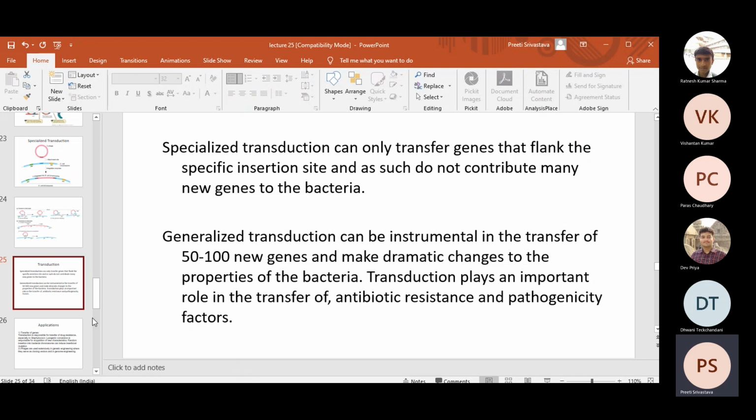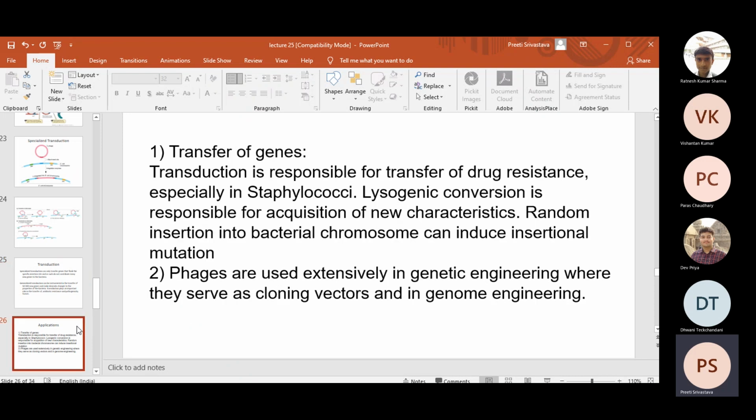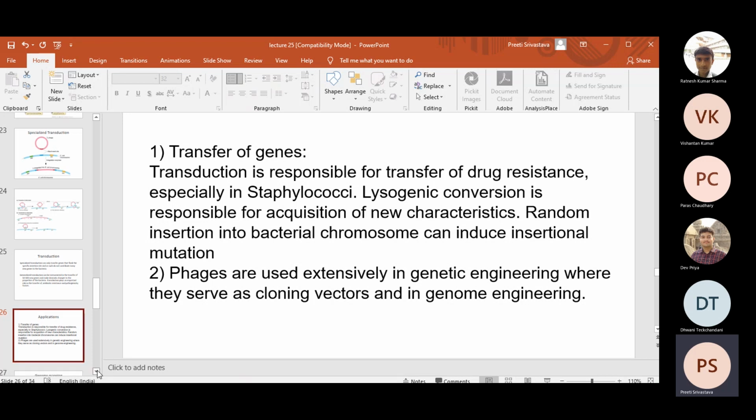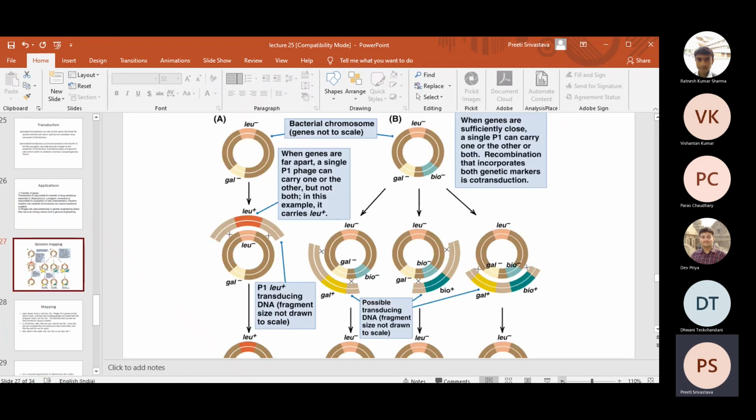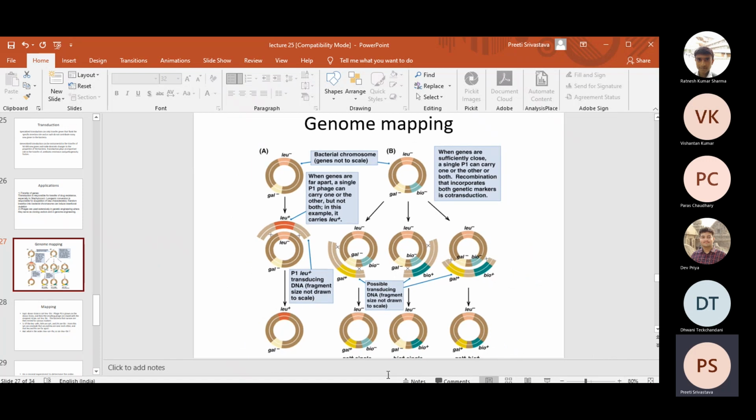And the applications of transduction are, you can transfer many genes for drug resistance, any kind of genome engineering is possible. By this, any kind of genetic engineering applications are also possible, and it can also be used for genome mapping. But before that, let me show you a quick video.